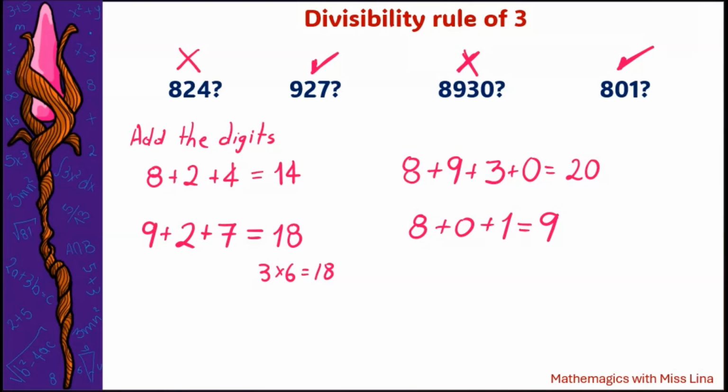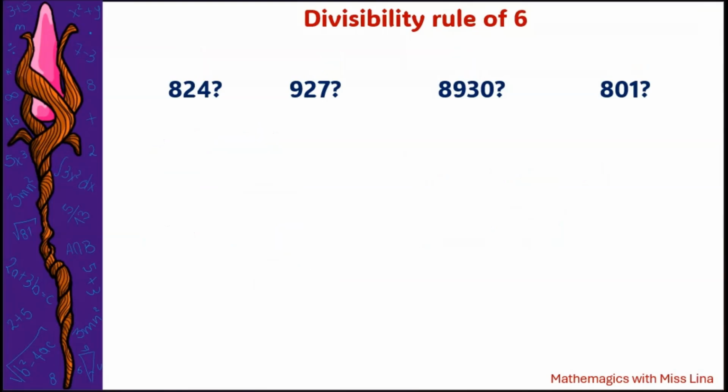And with that, we go to divisibility by 6. In order to do this one, we need to know the divisibility by 2 and by 3. That's why we checked those ones in the video. So if the number is divisible by 2 and also by 3, then it's divisible by 6.